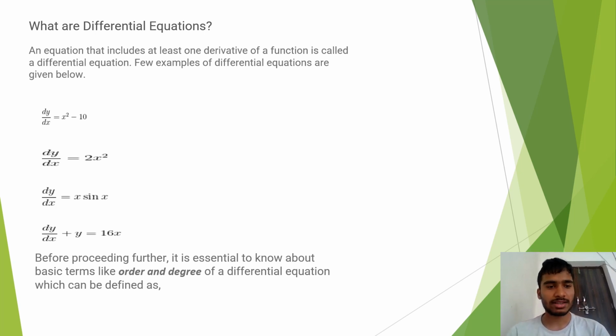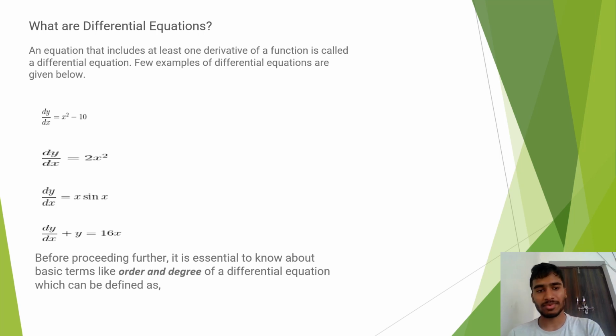Here dy by dx is equal to x square minus 10. This is one kind of differential equation. It has one derivative, that means dy by dx is a derivative. We are going to find the differentiation of this equation. Now let's look at this equation. However, if we differentiate this x square minus 10, what we are going to get is 2x.